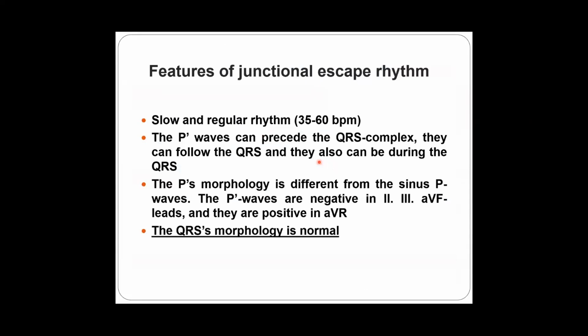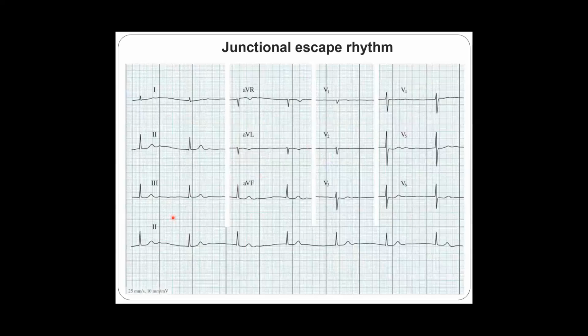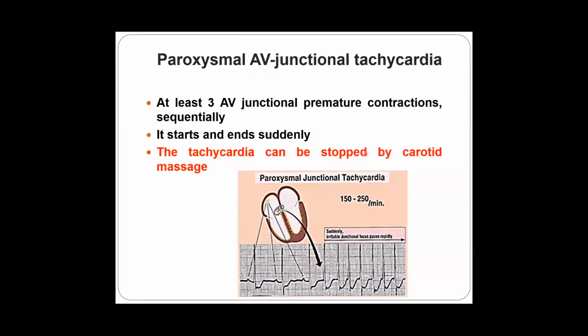Okay, the escape beat, when you do see that, I already mentioned it: more than 3 in a row and slower but regular, and either there is no P wave, or, as we listed here, negative in front or negative behind. This is what is called junctional escape rhythm. Such as this one, for example, there is no P at all, you don't see anything, but the rate is very slow.